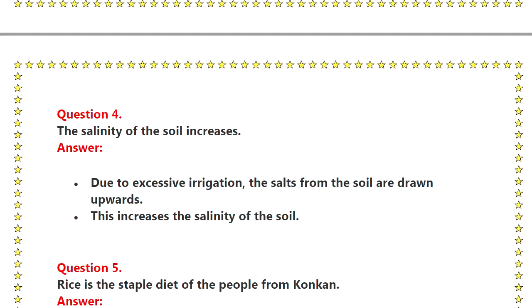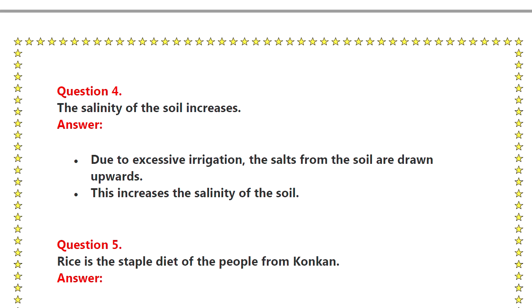Next, question number 4. The salinity of the soil increases. Answer. Due to excessive irrigation, the salts from the soil are drawn upwards. This increases the salinity of the soil.